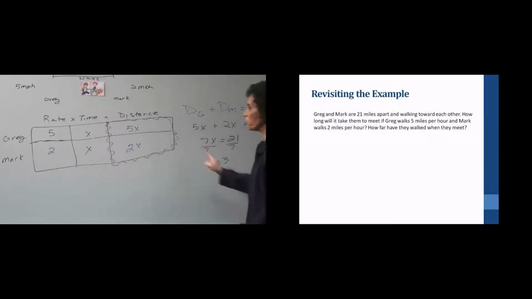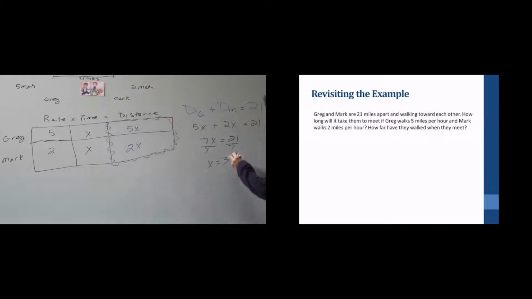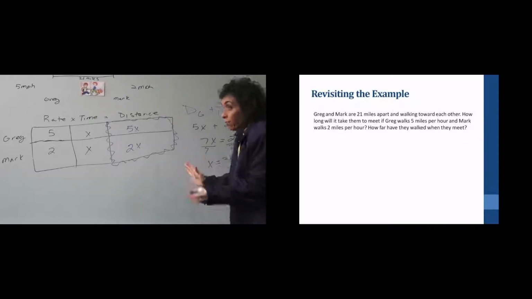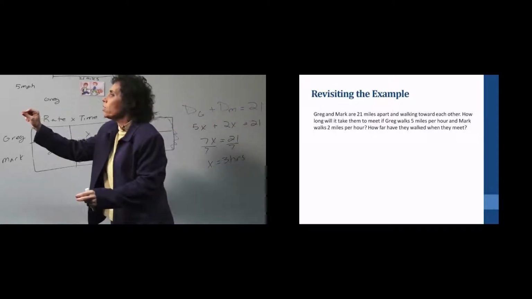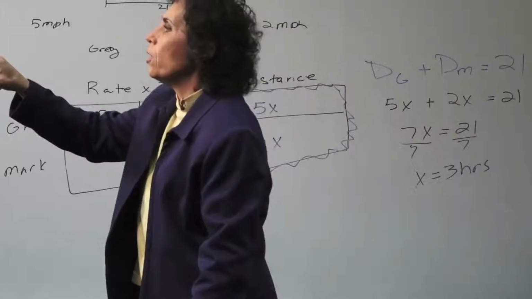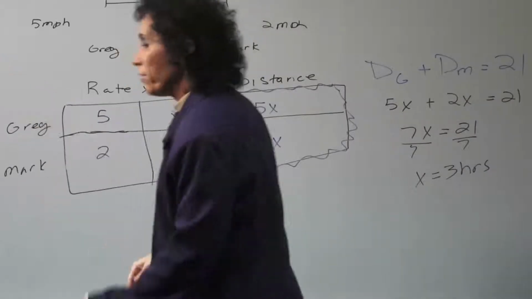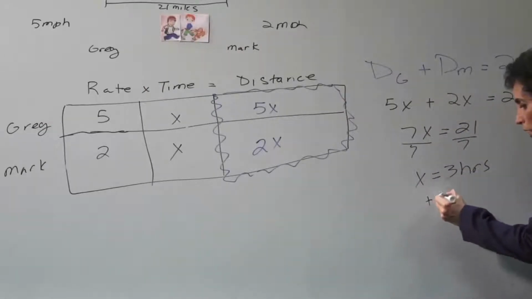What does the 3 represent? Time. Time is in hours. How did I know that? Because this is miles per hour. So 3 hours. Now you can't stop there. You have to make sure you answer the question. Here's the question. There are 2 questions here. How long will it take them to meet? Well, that's the first question. It's going to take them 3 hours to meet.